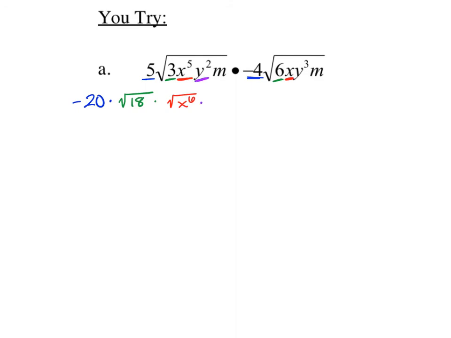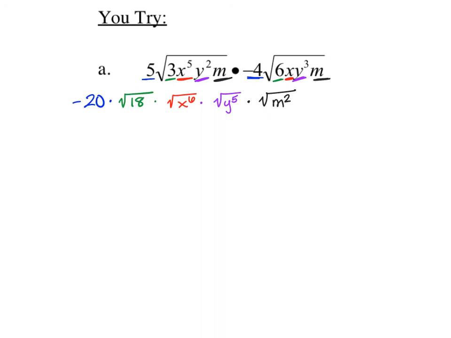Then we have a y squared and a y cubed. So 3 plus 2, that's going to give me y to the 5th. And then your last one that we have here is m and m. That one's going to give me m squared. So now I'm just going to take each one of these and simplify them if I can.